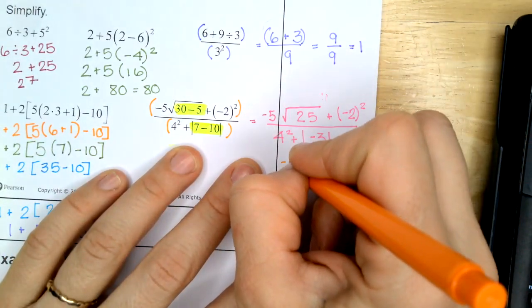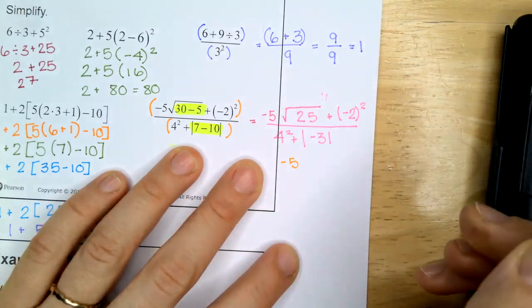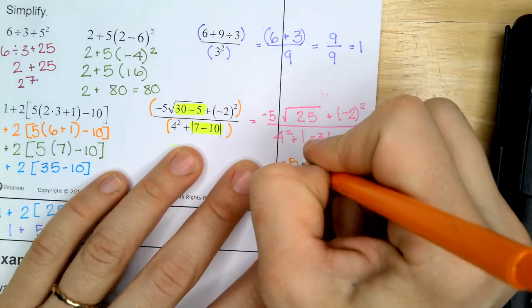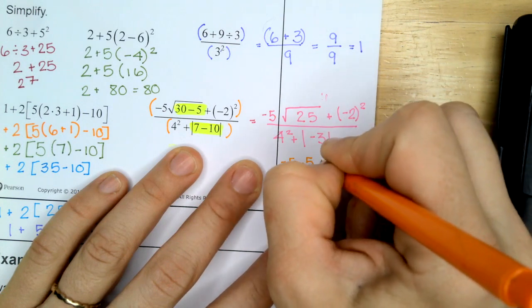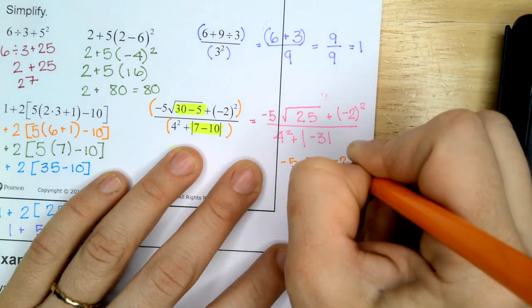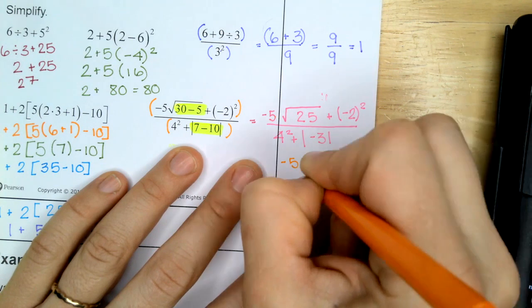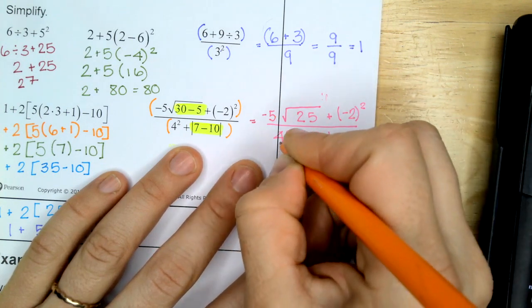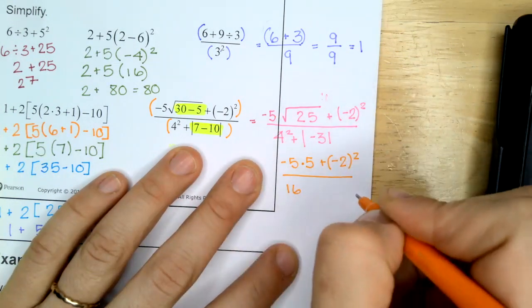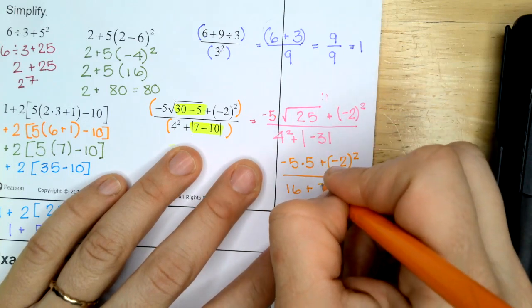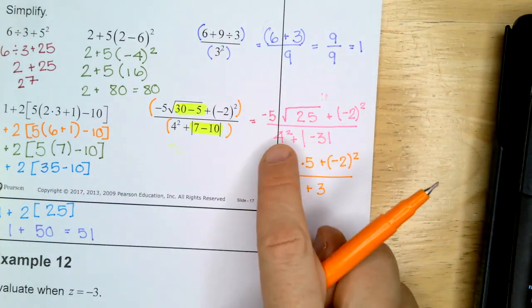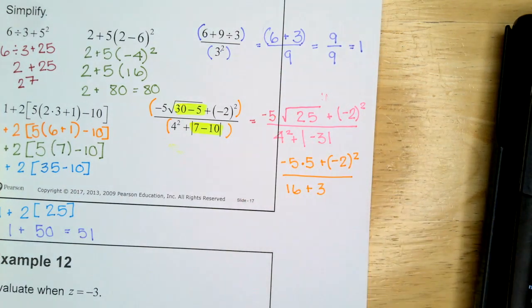-5. What's the square root of 25? It is 5. Those are right next to each other, so it means multiply. Plus -2 squared over 4 squared is 16 because 4 times 4 is 16, plus the absolute value of -3 is 3. So I did both of those at the same time, but I knew that they wouldn't really impact each other.